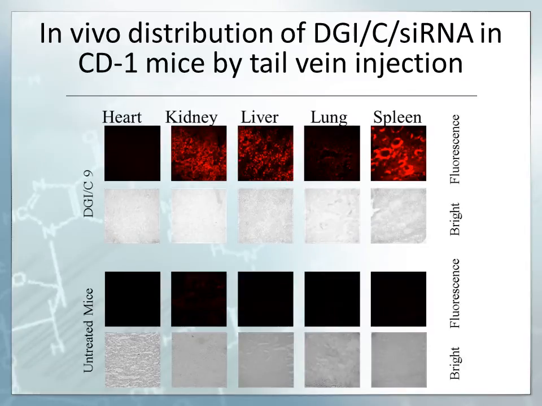So we used DGIC 9 for in vivo systemic delivery of Cy5-labeled siRNA, based on the in vitro experiments. The siRNA is tagged with a red fluorescence dye, and we can see the intensity of the red fluorescence. The higher it is, the more siRNA localized in the organ. Most of the siRNA went to the liver, spleen, and some of it in the kidney. Also, there is a little bit in the lung.